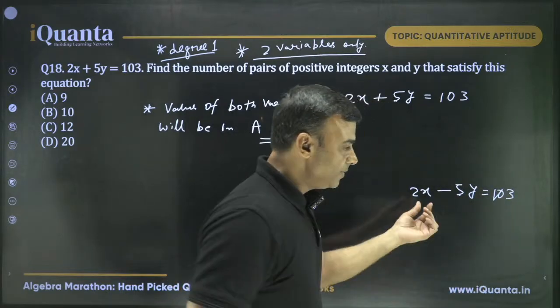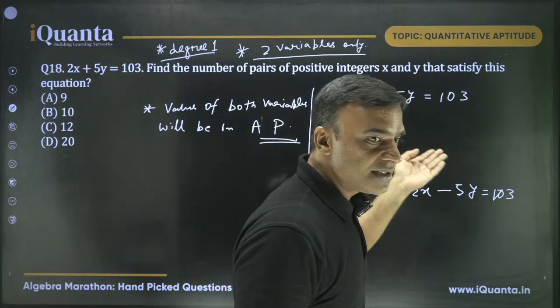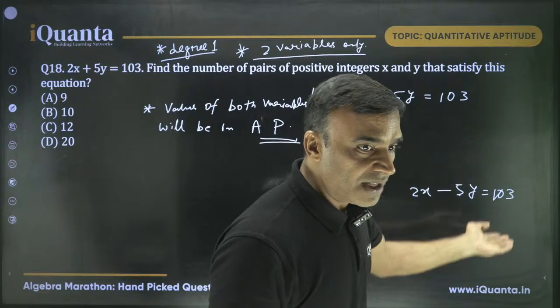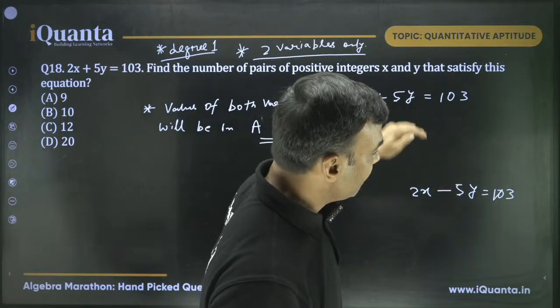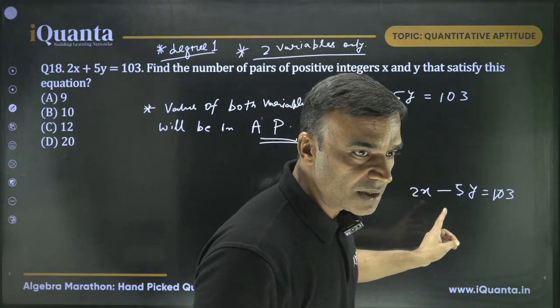तो यहाँ पे क्या होता? 2x minus 5y. That means there is a difference. So if I am increasing x, y will also increase. If I am increasing y, x will also increase. If I am decreasing x, y will also decrease. You understand that? Can I get some thumbs up on this?